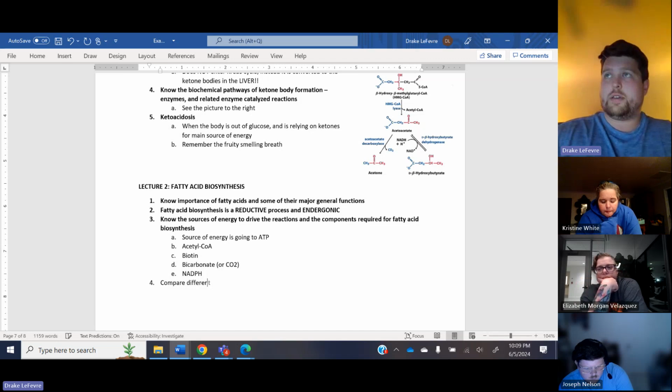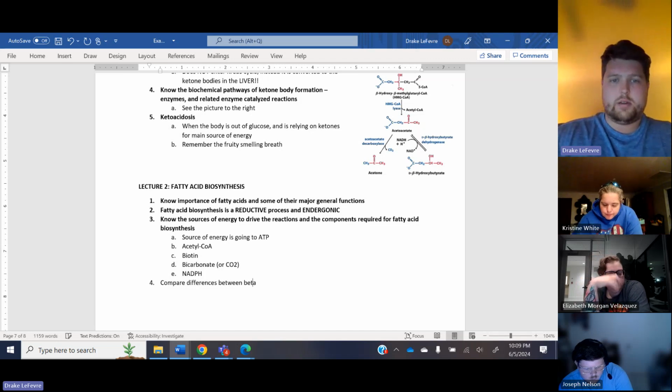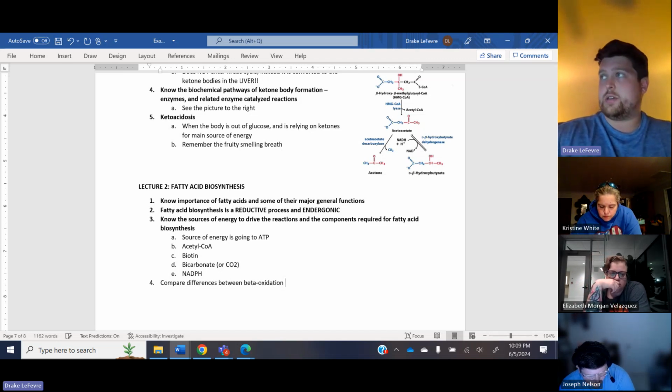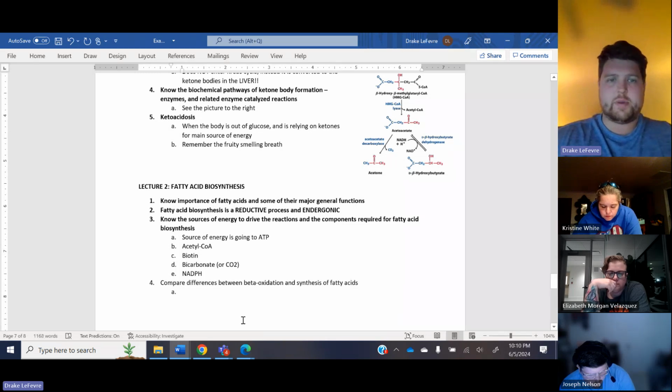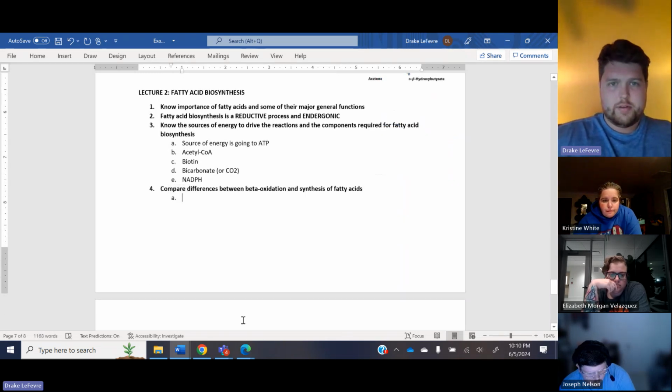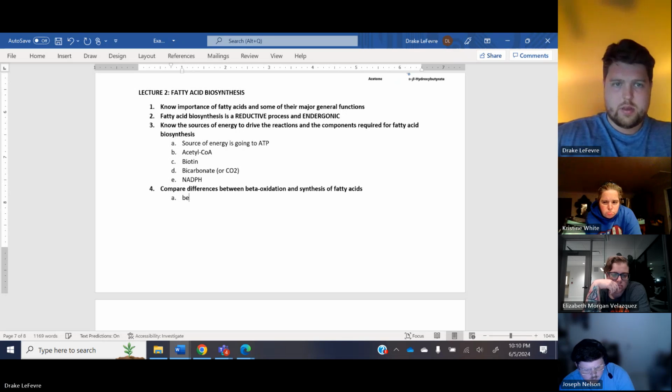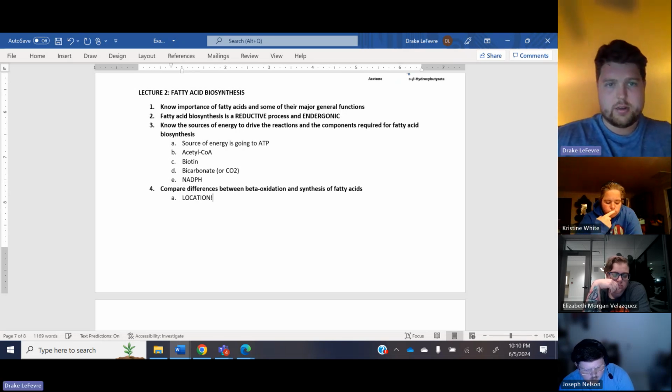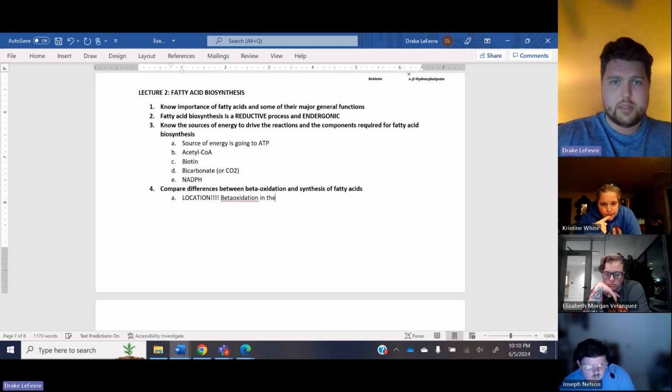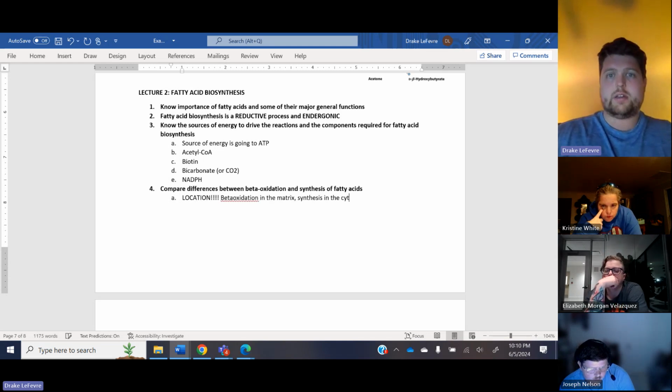There are differences between beta oxidation and synthesis of fatty acids. The biggest difference that we want to remember is location: beta oxidation in the matrix, synthesis in the cytosol.